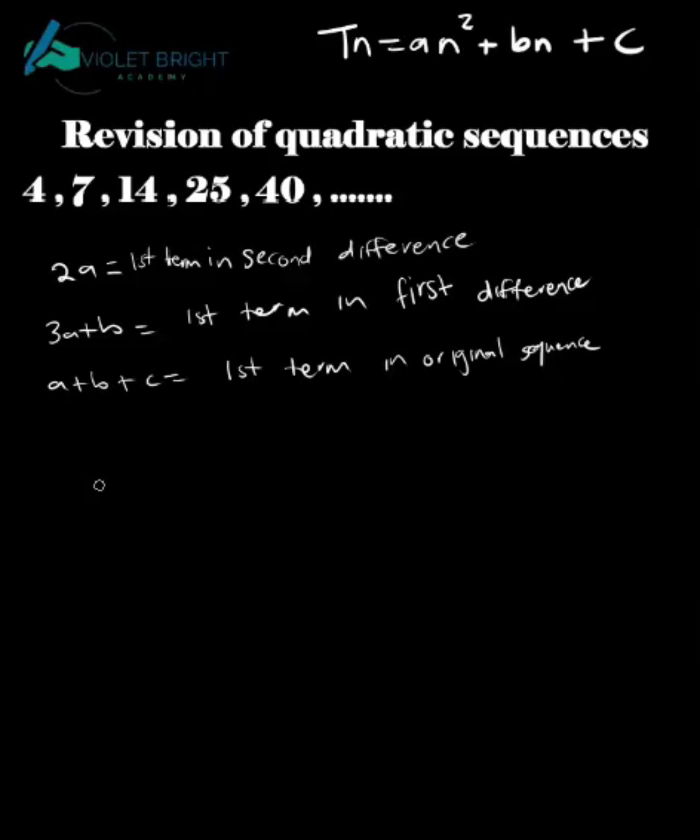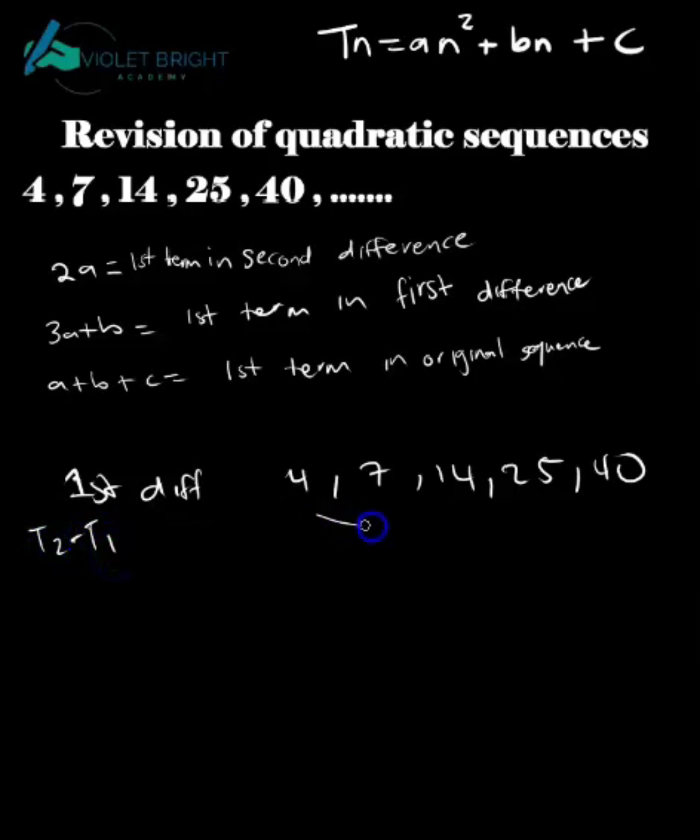So for example, if you take the first difference, the sequence is 4, 7, 14, 25, 40. So for the first difference, we'll be using T2 minus T1 here, and here, and here, and here. So 7 minus 4 is equal to 3, 14 minus 7 is equal to 7, and 25 minus 14 is equal to 11, and 40 minus 25 is 15.